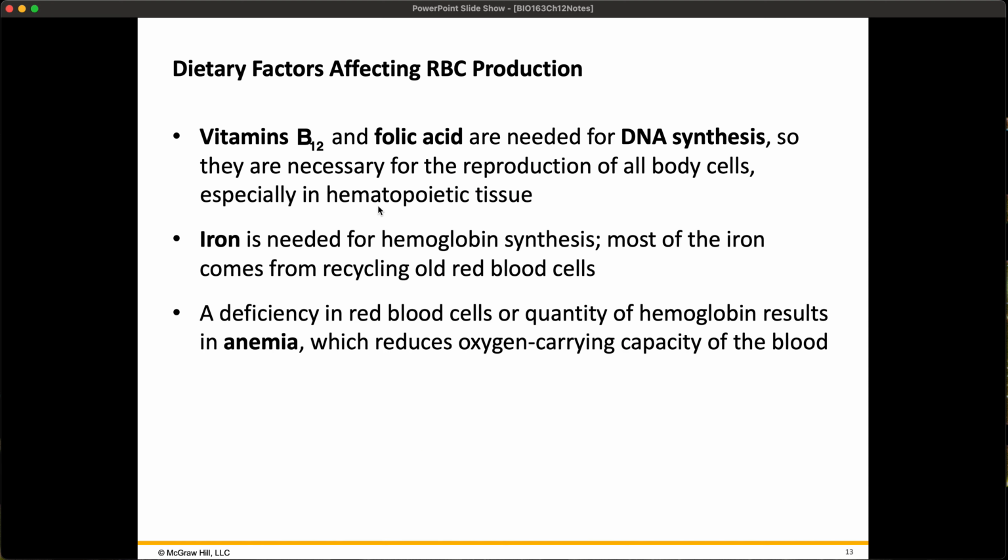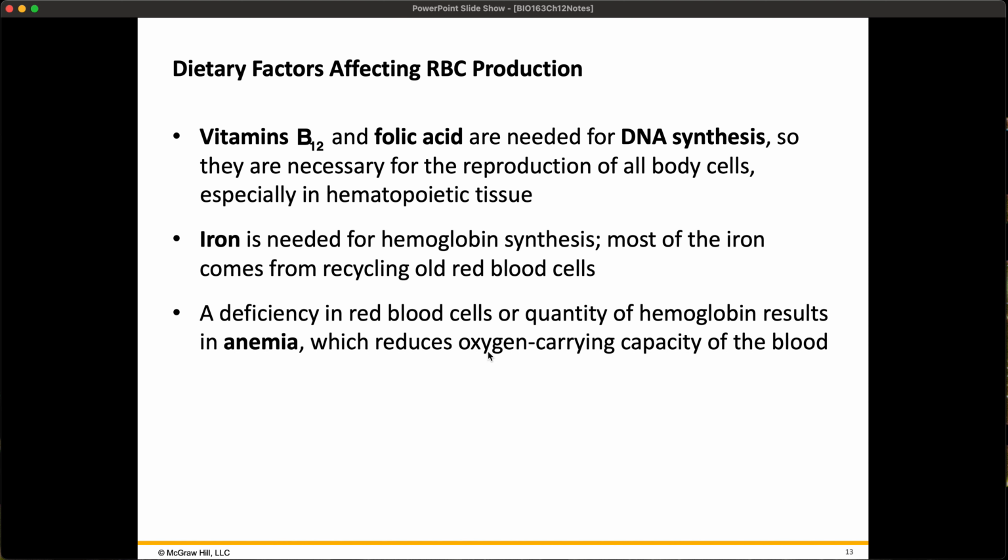Other factors for red blood cell production, because it's not just the erythropoietin: vitamin B12 and folic acid are needed for DNA synthesis in general. So especially in this type of tissue, you have to have those proper nutrients. Iron is necessary for hemoglobin synthesis. Most of that comes from recycling old red blood cells, not necessarily new iron uptake, but having a consistent level of availability in the diet is still crucial for making sure that hemoglobin levels stay high.